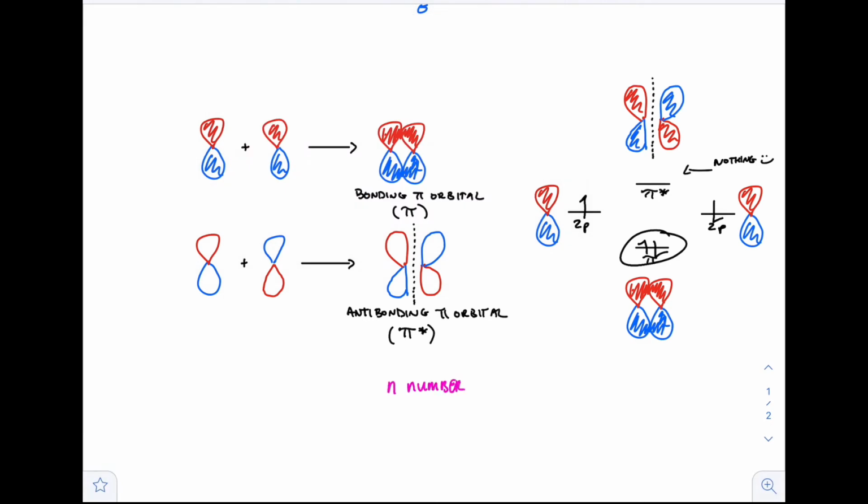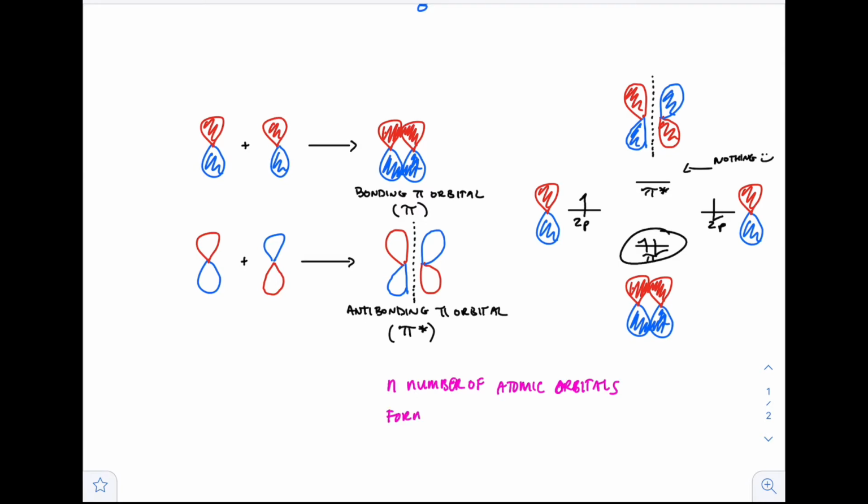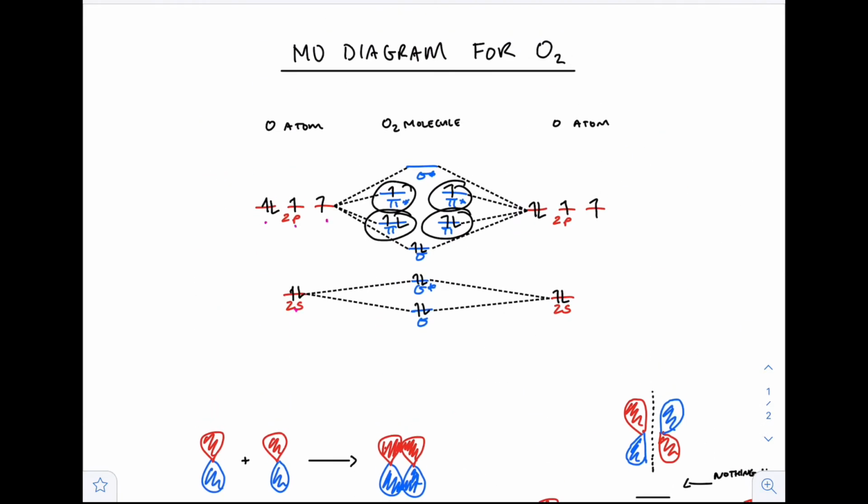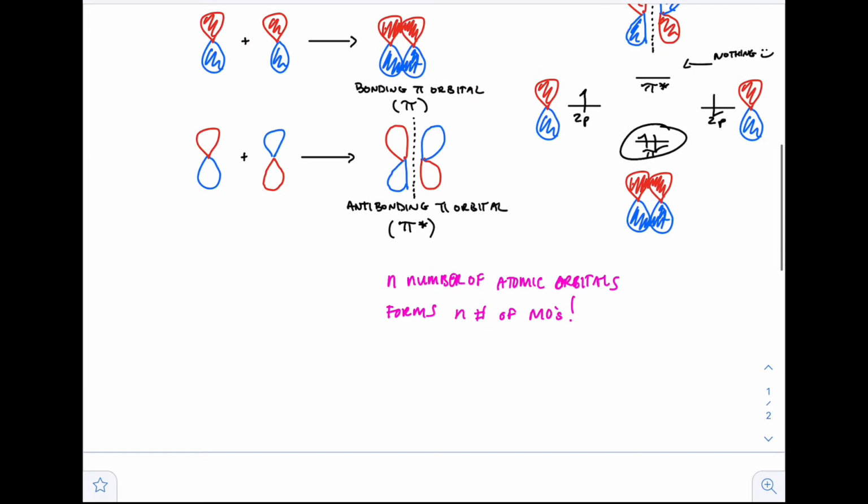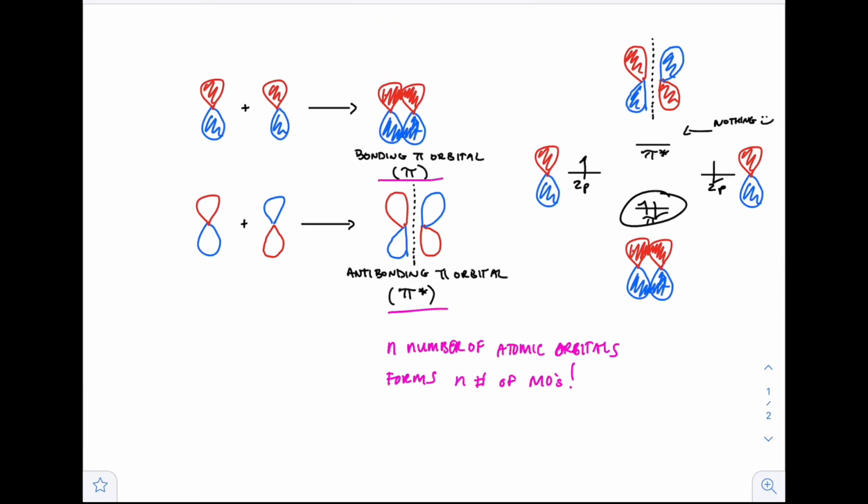if we have n number of atomic orbitals, when we combine those to make molecular orbitals, that still results in n number of molecular orbitals. We'll just have an equal number of bonding orbitals and antibonding orbitals. You can see here we have 8 total atomic orbitals, and then 2, 4, 6, 8 molecular orbitals as well. And notice each bonding orbital has a respective antibonding orbital. Okay.